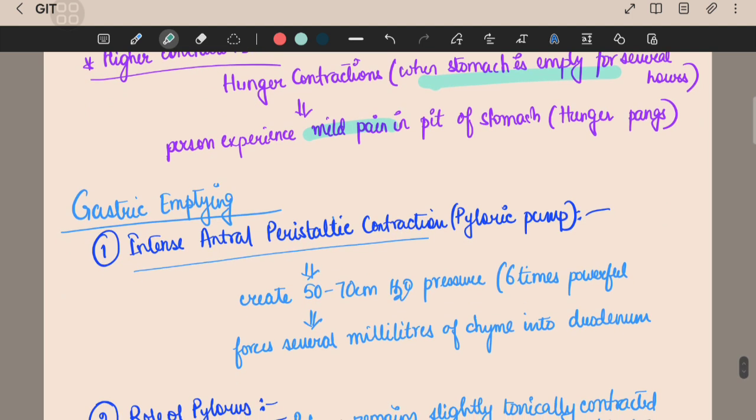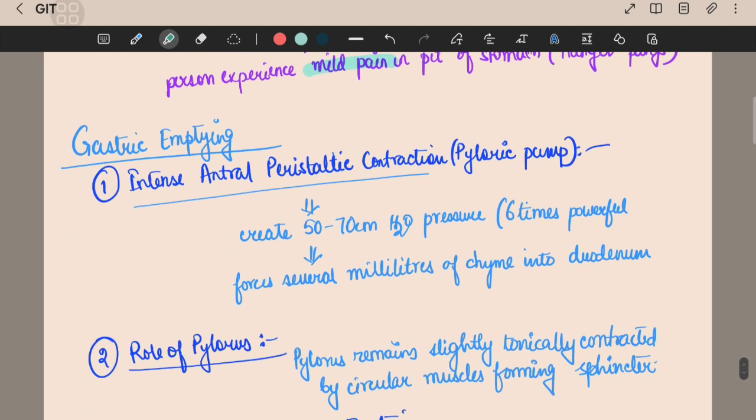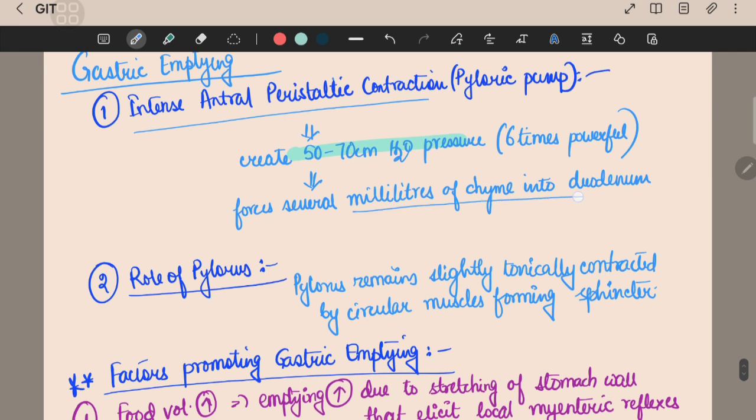Now talking about gastric emptying or stomach emptying, there will be intense antral peristaltic contraction. Those BER which were generating in the upper ends are coming downwards, and they will intensify and create pressures of about 50 to 70 centimeter of water, which are 6 times more powerful. These will cause several millimeters of chyme movement into the duodenum. Slowly the pyloric sphincter, the circular muscles, will relax, and the food will move from the pylorus into the duodenum.